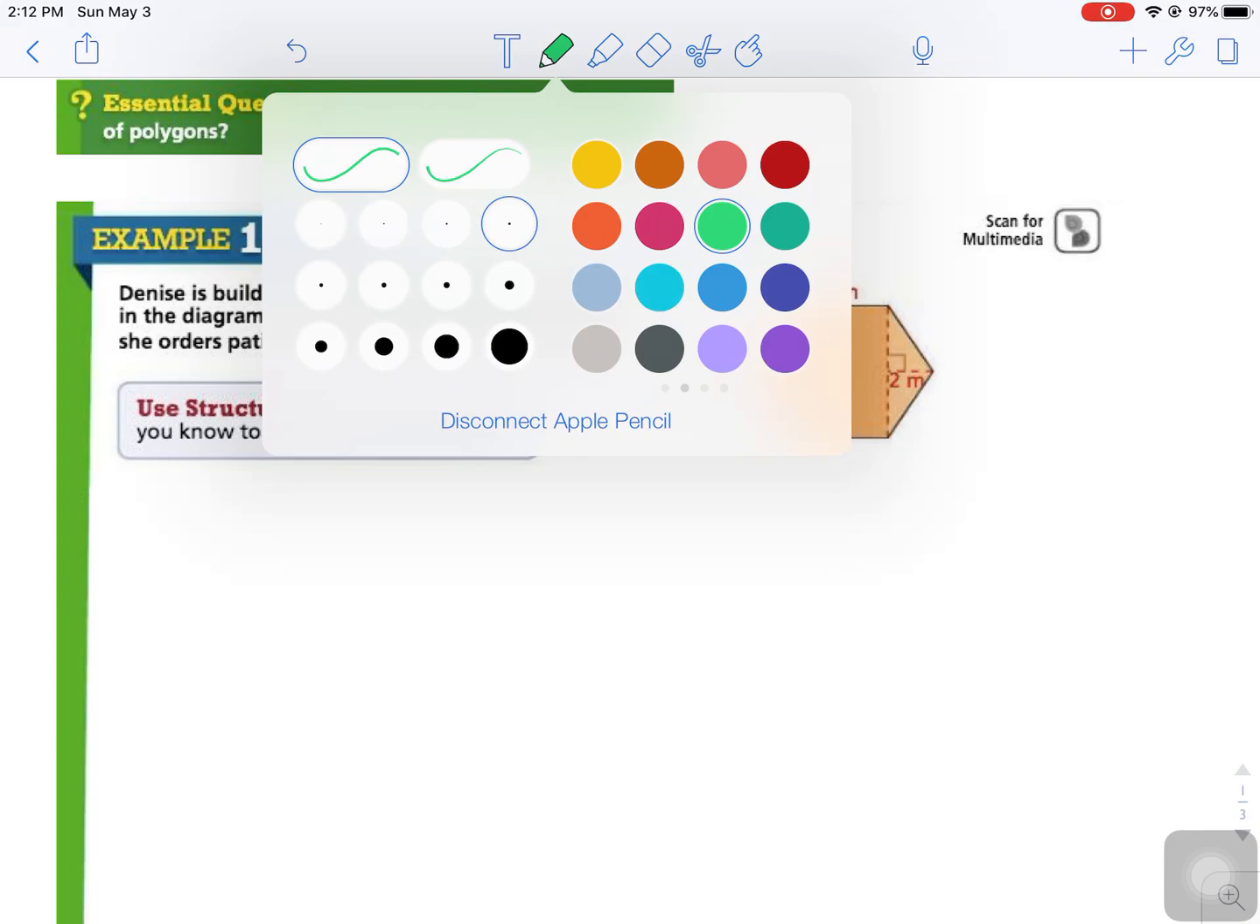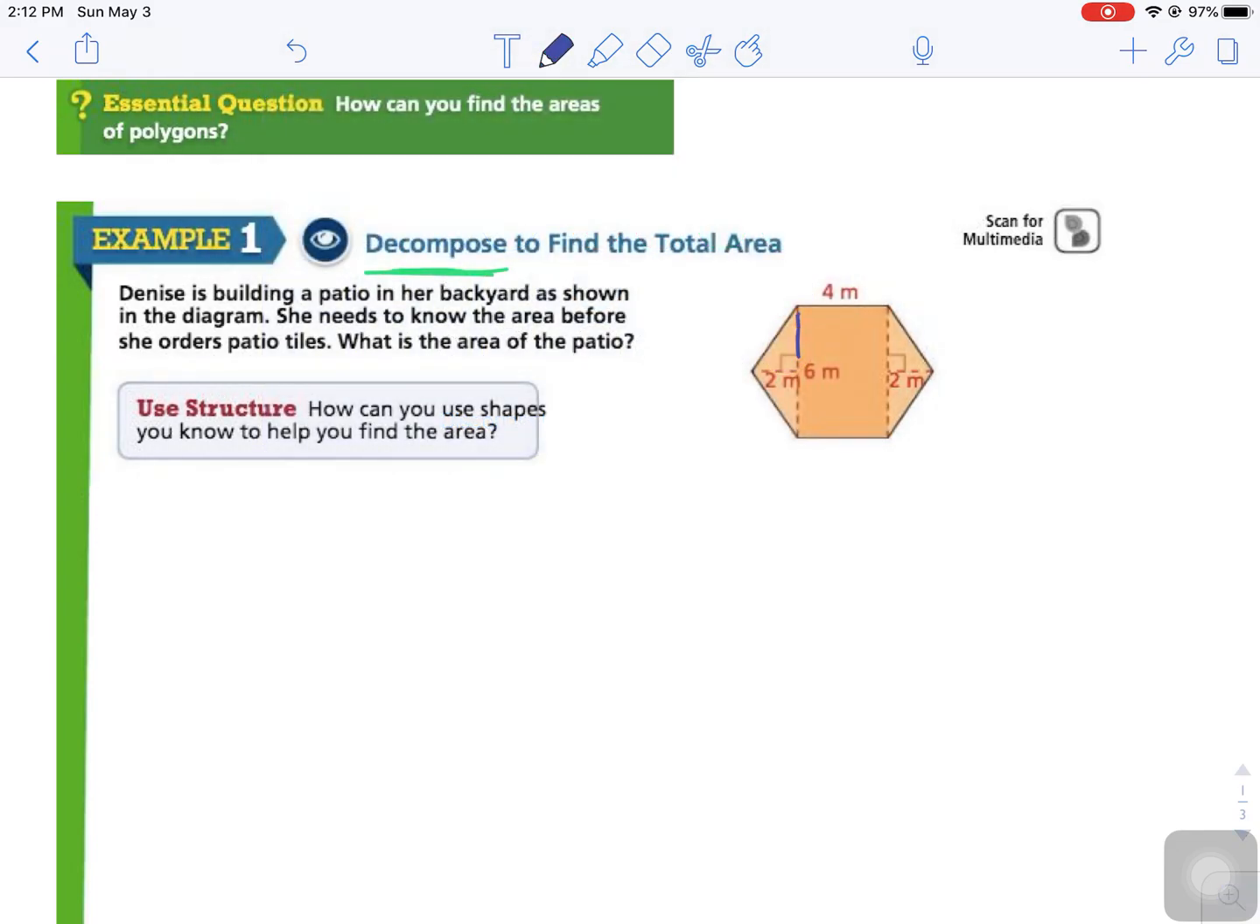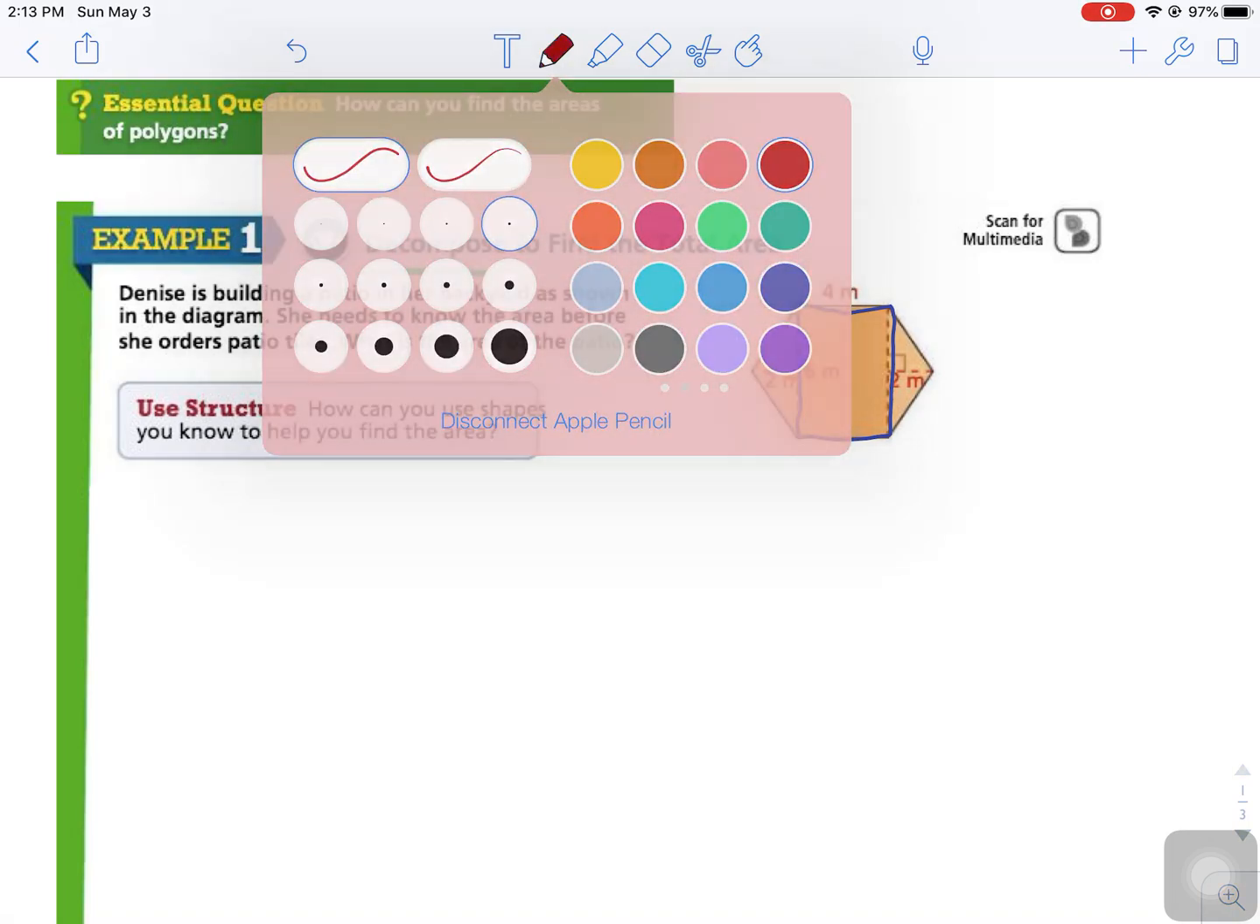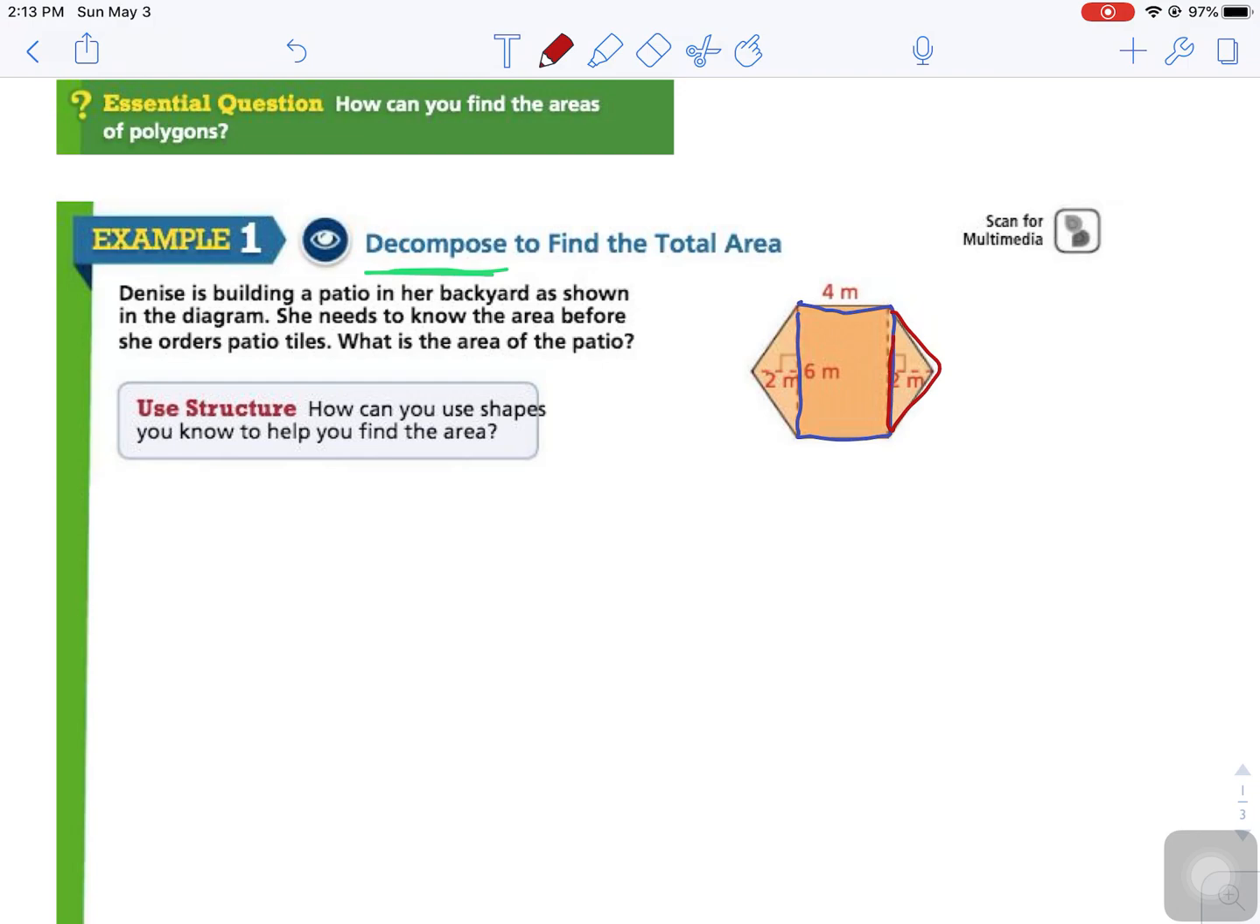So right off the bat, I see a rectangle, and we know how to find the area of a rectangle. And I see 2 triangles, and we know how to find the area of triangles. So to find the whole area, we would just have to find the area of the 2 triangles and combine that area with the area of the rectangle.